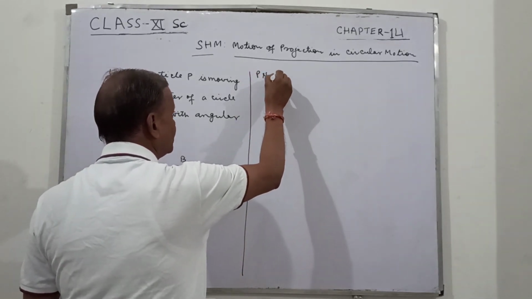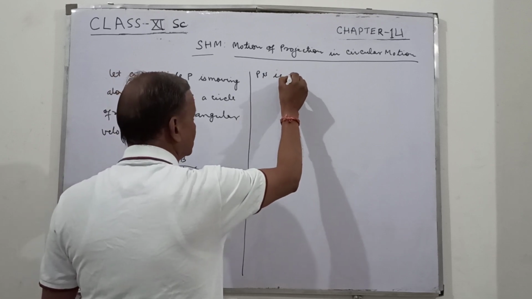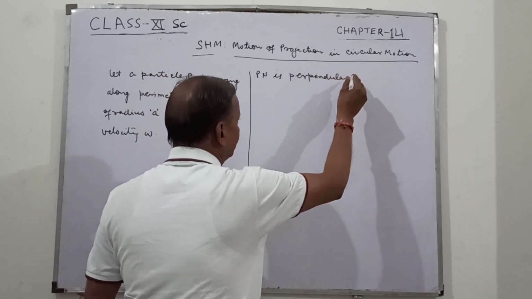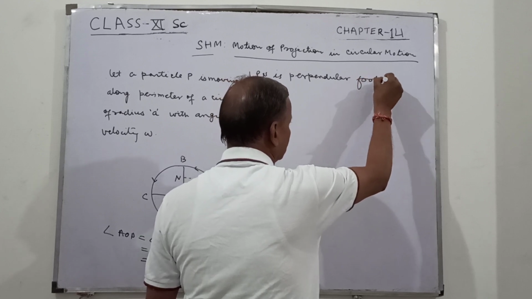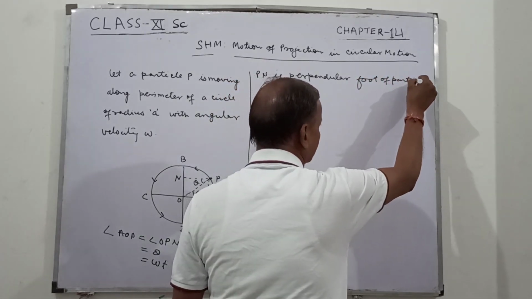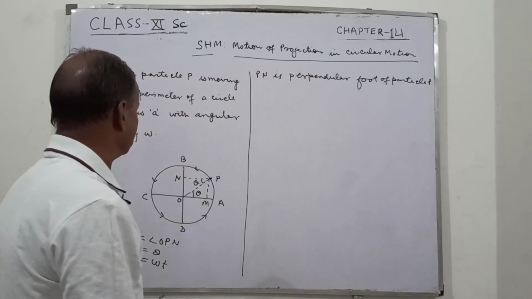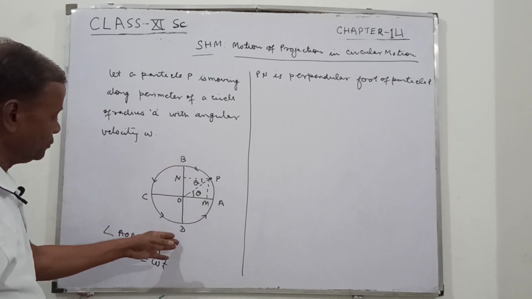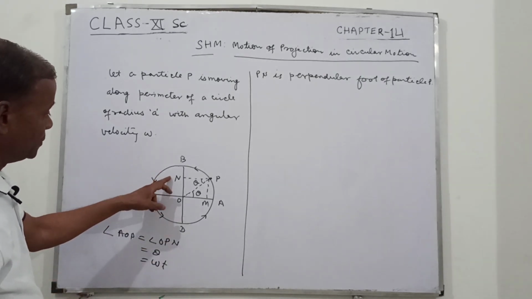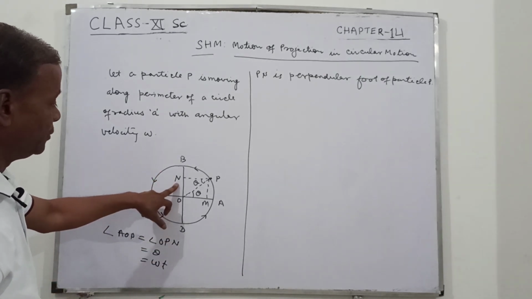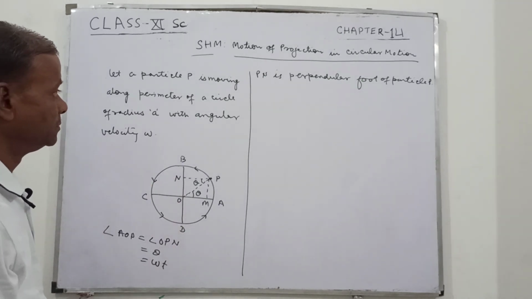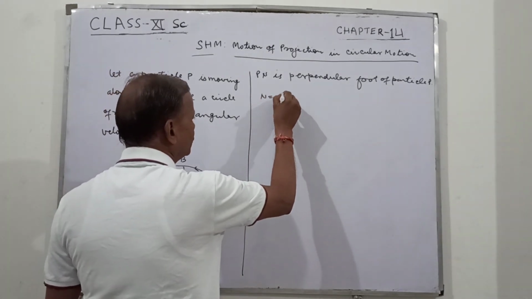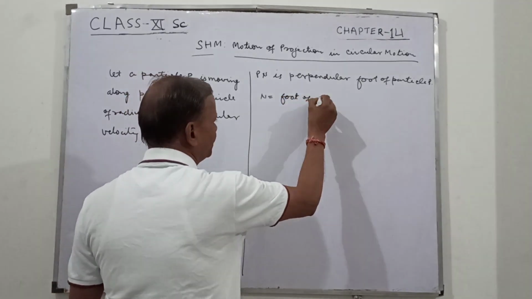PN is the perpendicular foot of particle P. So now we have to see that when this P moves from A to B, B to C, C to D and D to A, how does this foot of the perpendicular move? So N is the foot of the perpendicular.